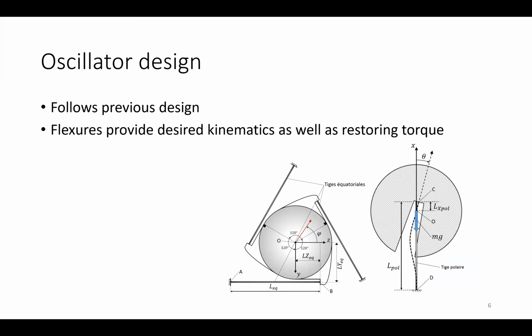The oscillator used in the demonstrator is based on the previous design. This involves flexures which provide both the desired kinematics as well as the restoring torque. These flexures consist of 3 equatorial beams which lie in the horizontal plane and 1 polar beam underneath.